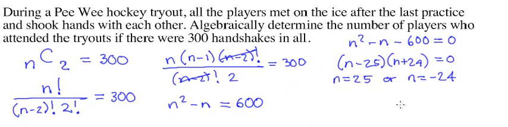Both of those numbers are valid as far as the quadratic is concerned, but if this has to be the number of hockey players during a tryout, -24 is not realistic. So we reject that value. There must have been 25 players.